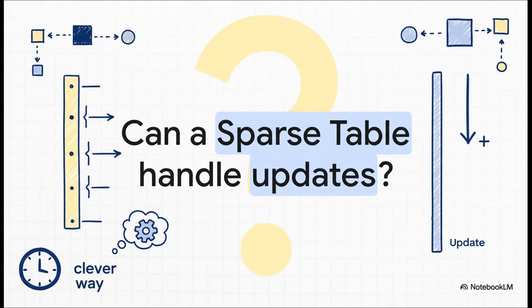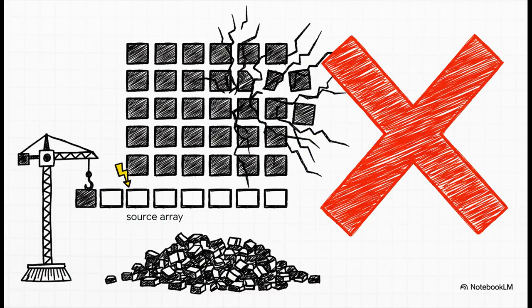This brings us to a classic interview question, maybe even a trap. An interviewer might say, the sparse table is so fast for queries. Can you update it? They're testing if you understand the core trade-off. And the answer is a hard no.